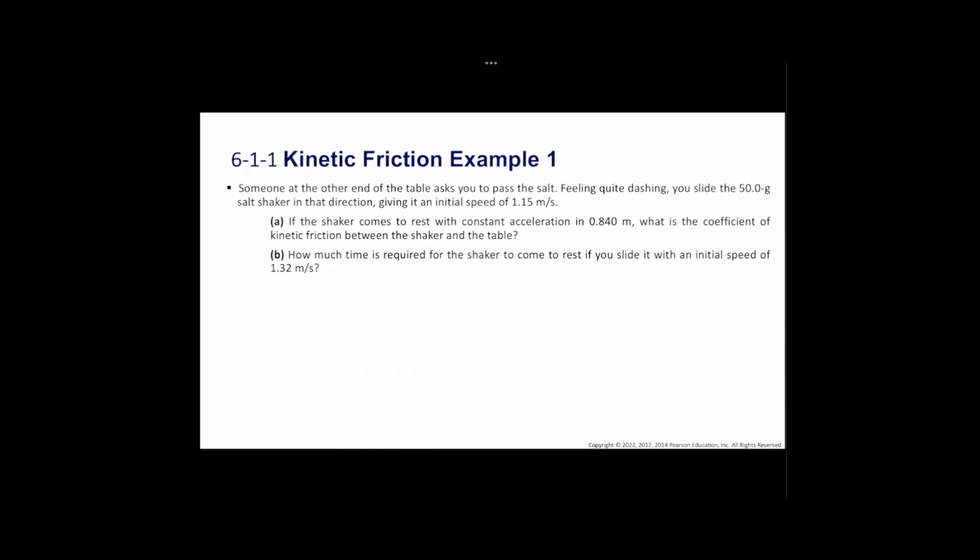Someone at the other end of the table asks you to pass the salt and you slide the 50-gram salt shaker in that direction, giving it an initial speed of 1.15 meters per second.